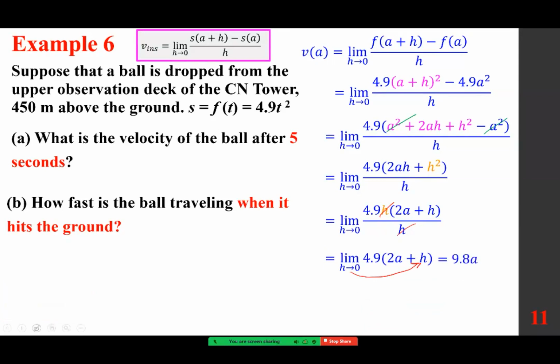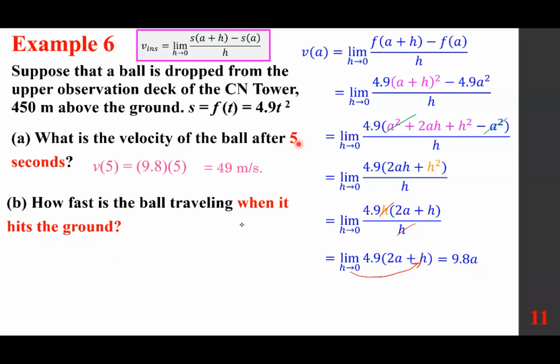What does it mean? Regardless of the time a, the instantaneous velocity at time a will always be 9.8 times time a. So in this case it would be 9.8 times 5, which gives us 49 meters per second. Okay, everybody?